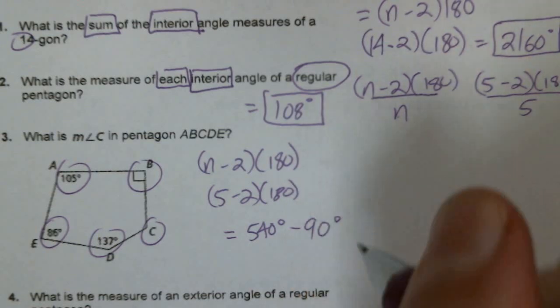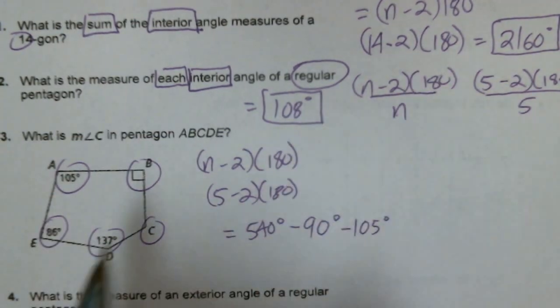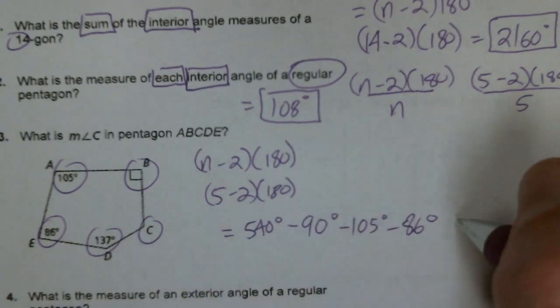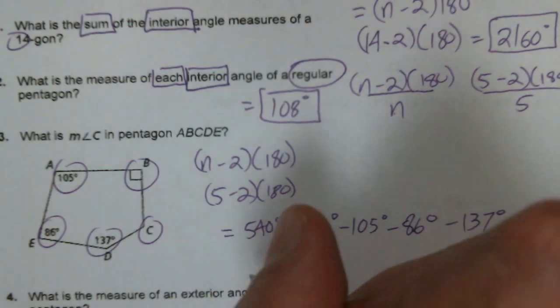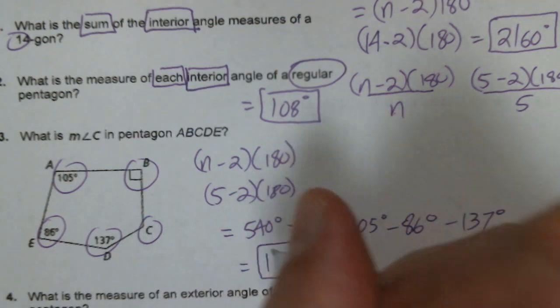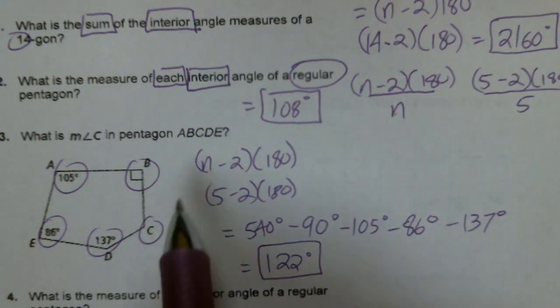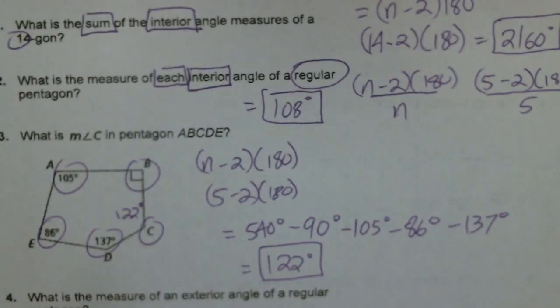That's a box, so that's a 90-degree right angle. I'm going to subtract that angle, so minus 105, minus the 86-degree angle, minus the 137. Plug all that into my calculator, and I get 122 degrees. And again, make sure you do that self-check, that gut check. 122, do you buy that angle, that obtuse angle is 122? Does that make sense to you? Yes, it does. I buy that.